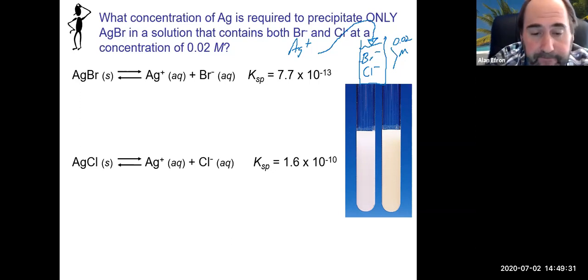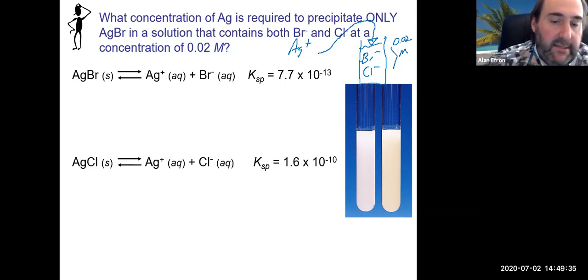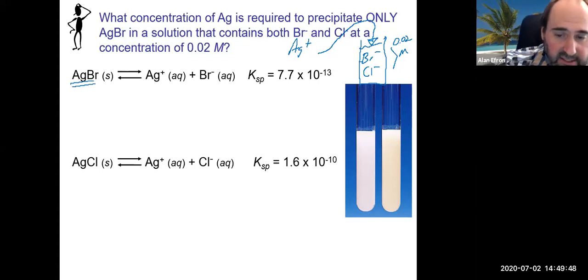So we can use the KSP expression and our equations here to help us figure it out. So let's take a look at this problem. What we want to do is figure out how much silver we need to add to precipitate out only the silver bromide, which means we want this to come out as a solid, and we want to leave the chloride ions still floating around free in the solution.